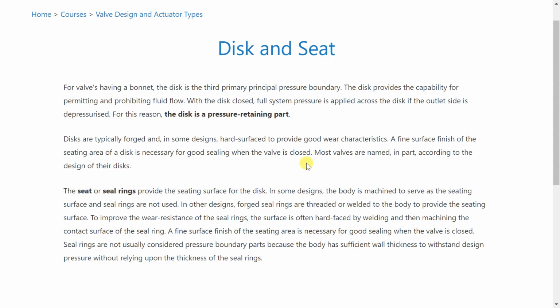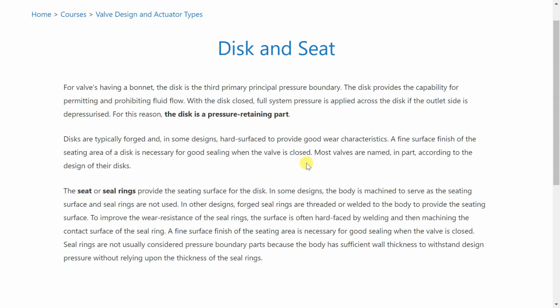One important thing to realize here as well is that the disc itself needs to be strong, or as strong as the body and the bonnet, but it is the seating area that is our main point of interest. And in order for the valve to seat correctly, the disc needs to be machined so that it has a flat surface which can be used to then press against the valve seat.